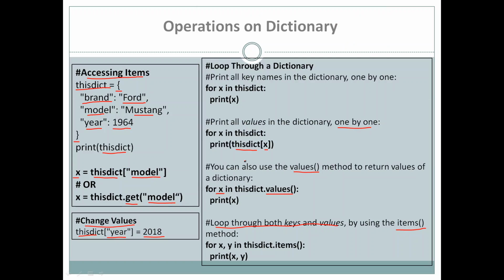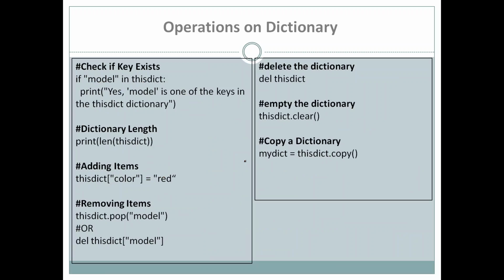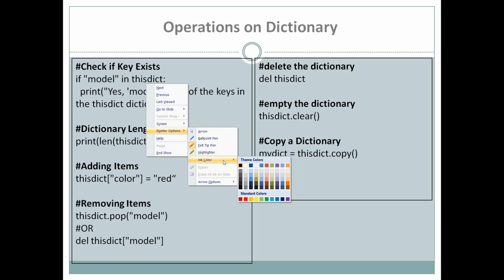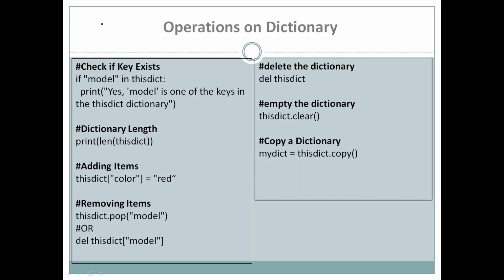Okay, so let's move to the next slide and the next operation. Next is check if the key exists. We can even check if a particular key exists in the dictionary by using a conditional statement, if the key name in the dict. If we use this syntax, it will return true if the key model exists in the dictionary, otherwise it will return false.